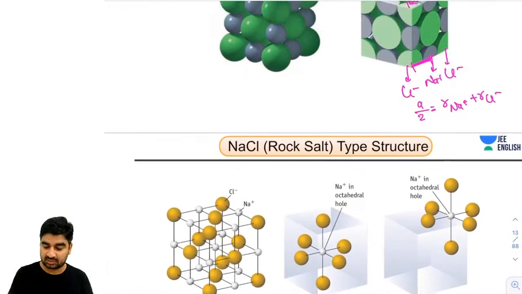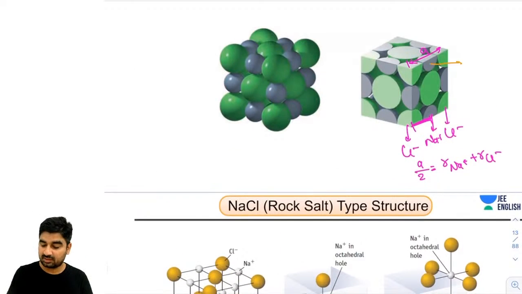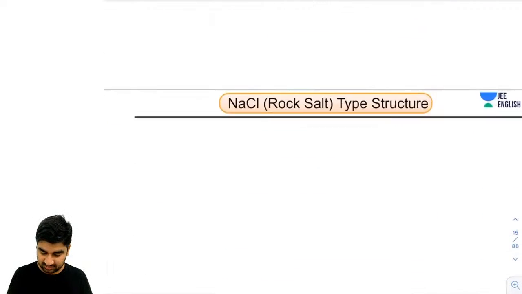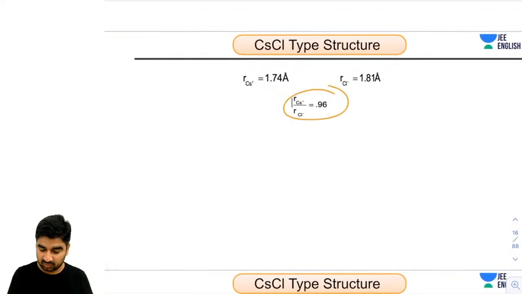Then I told you about coordination number: this Na plus ion is occupying the octahedral void, so its coordination number will be 6. And this chloride ion will also touch 1, 2, 3, 4, and there will be 5 and 6. So the coordination number of each ion will be 6. Okay guys. So NaCl is done. Cesium chloride is done.